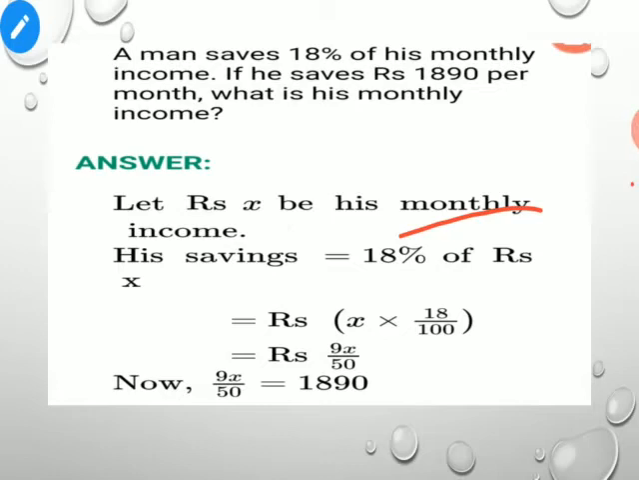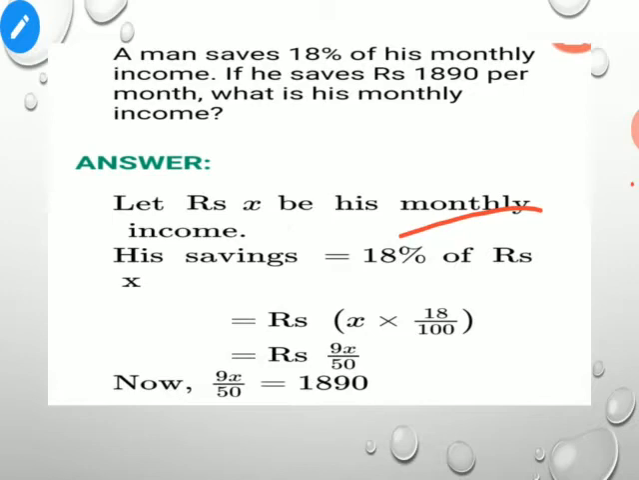Now the next question is, a man saves 18% of his monthly income. If he saves rupees 1890 per month, what is his monthly income? So again you can see in the question the percentage is given, that his saving percentage is 18% and he saves rupees 1890. That means the percentage is given and its value is given, and now it is asking again for the total quantity. So let's begin the question now.